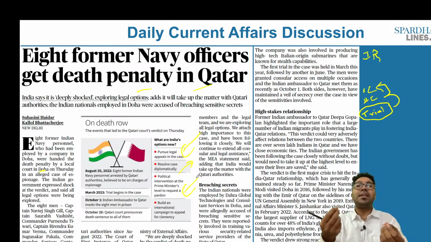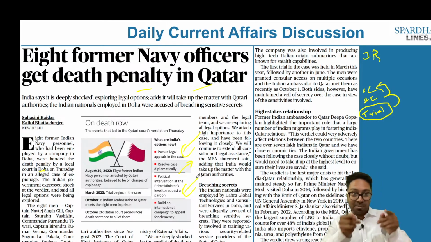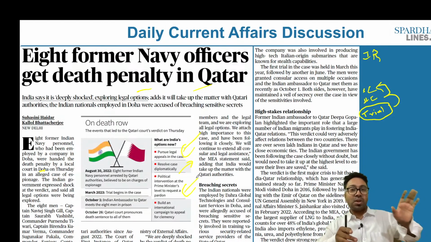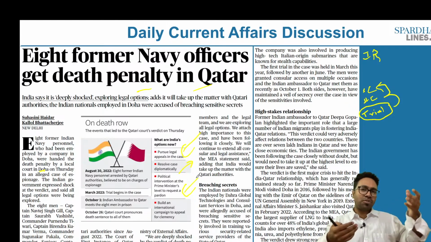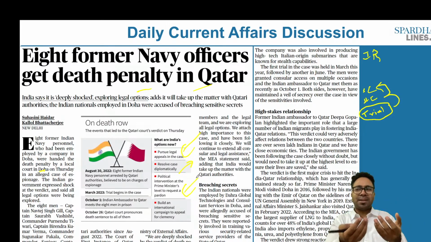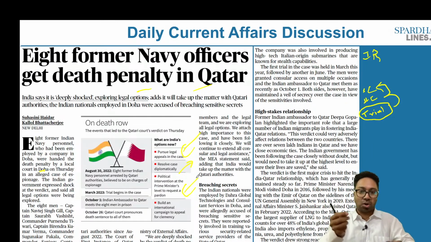We have pardon in our Indian Constitution under Article 72, where the President has the pardoning powers. Similar powers are also present with the highest officers of Qatar. So the Prime Minister of India can make a request to the highest officers of Qatar and ultimately request the pardon of these 8 former Indian Navy officers, or build an international campaign to appeal for clemency. These are the possible options that we have.